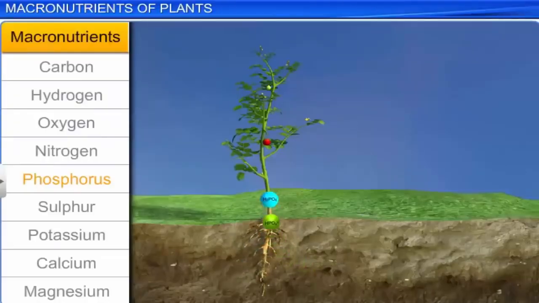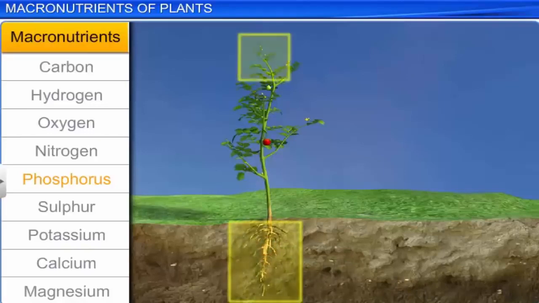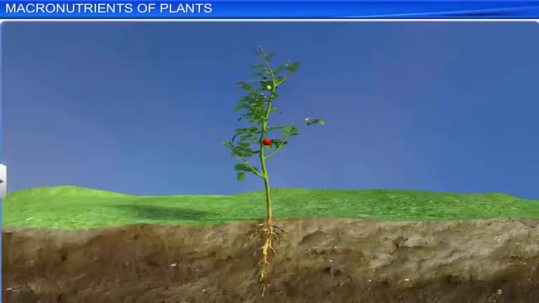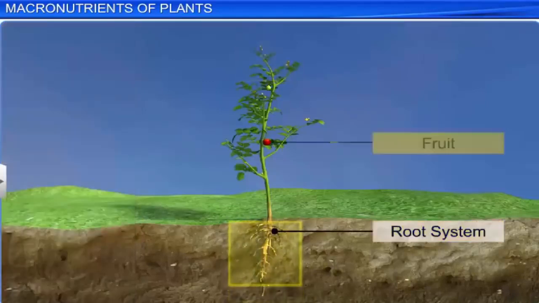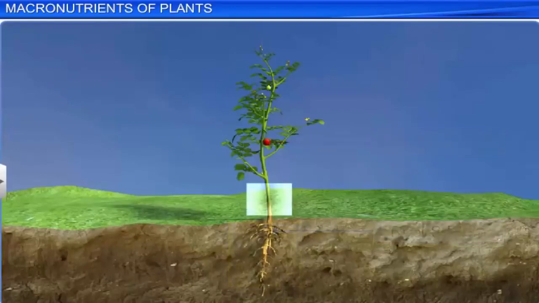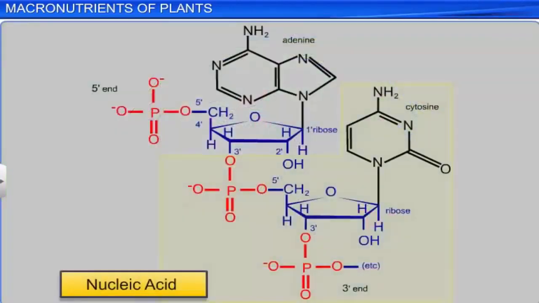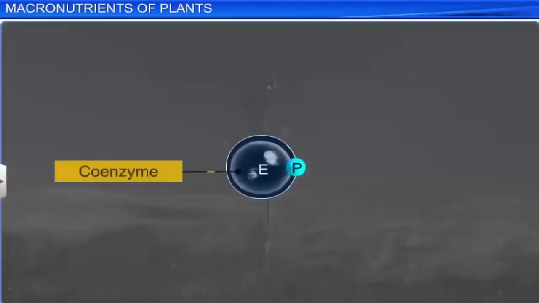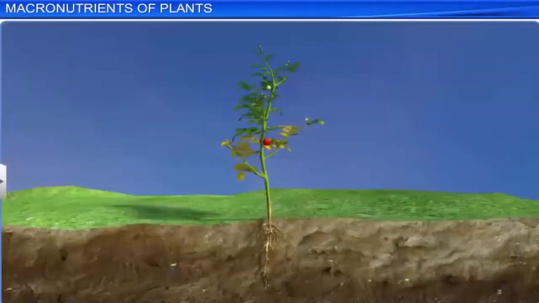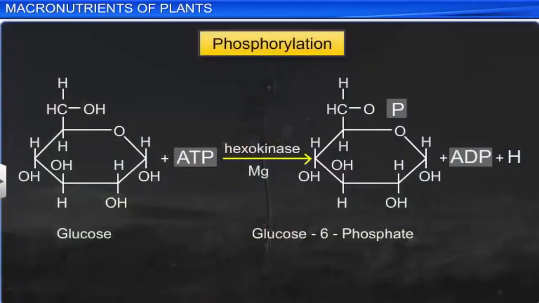Phosphorus is absorbed by plants from the soil in the form of phosphate ions. It is required more in younger tissues like root tip and stem tip. It promotes healthy root growth and fruit ripening. It is an important constituent of cell membranes, nucleic acids, nucleotides, and coenzymes. Phosphorus is required in all phosphorylation reactions of the plant.